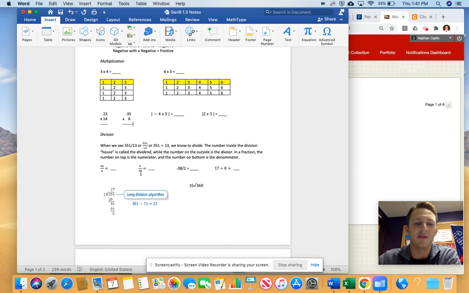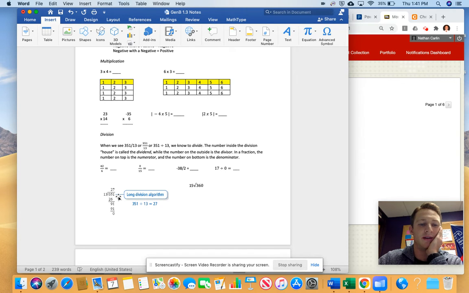0 divided by 15 is just 0. Whenever the 0 is on top, it's 0. And then over here, 0 would be on the bottom. It would be 17 over 0 if you saw it in a fraction, and that's undefined. You can never divide by 0. 0 can't be on the bottom of a fraction. It's okay on the top like over here, but it's not okay on the bottom.